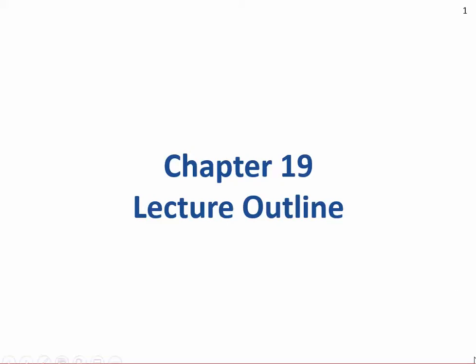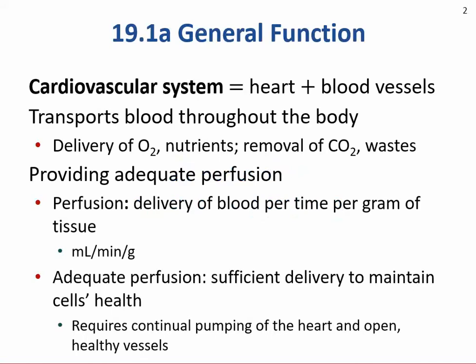So this is the first of a series of videos from chapter 19, the heart. The heart and blood vessels make up the cardiovascular system, which transports blood. We already talked about this when we talked about blood, but the purpose of blood is to deliver oxygen, nutrients, and remove waste, carbon dioxide, etc.